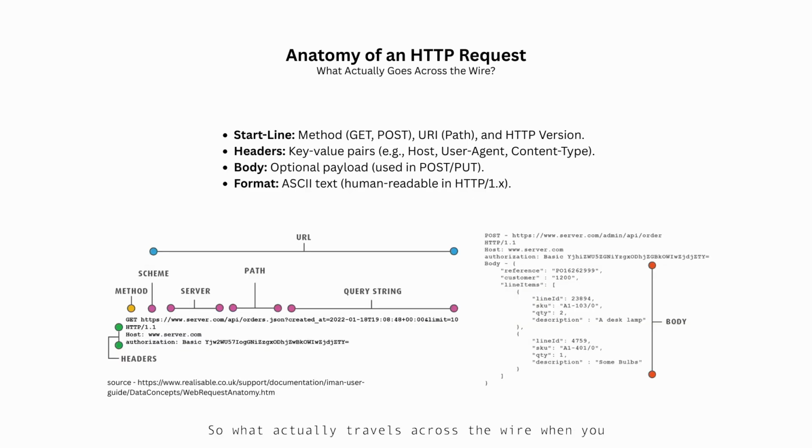So what actually travels across the wire when you make a request? First you have the start line. This contains three things: the method, like GET or POST; the URI, the path you are requesting, like /api/users; and the HTTP version. Next, you have the headers. These are the key-value pairs that carry metadata. Think of it like the envelope of a letter.